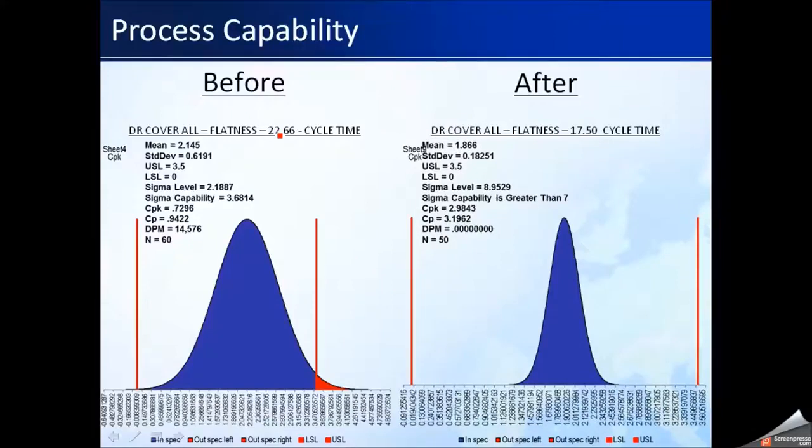And take a look at the numbers at the top. Look at the cycle time. The cycle time has come down by 4 seconds, 5 seconds. We've knocked 20%, probably more, off the cycle time, and we've increased the process capability.